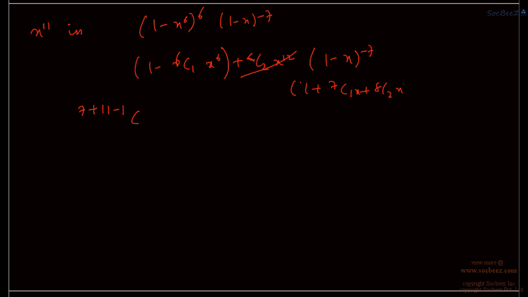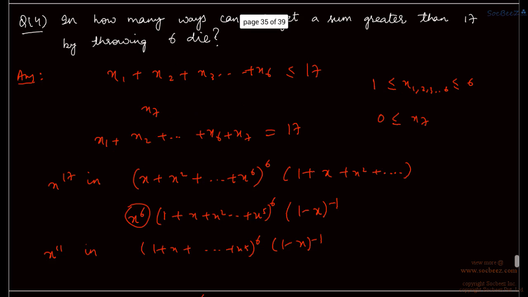So this is actually nothing but 1 plus 7c1 plus 8c2, sorry, x into x squared, like this. For x power 11, what do I have? X power 11 is actually 17c11. So I have 7 plus 11 minus 1, c11. This is for x power 11 from the first term, minus 6 into, it is already x power 6 here, so I am considering the x power 5. It is 11c5. So this is 17c11 minus 16 times 6 times 11c5.